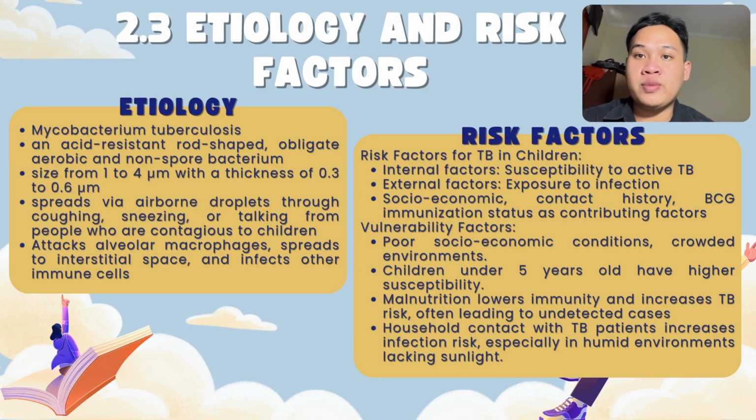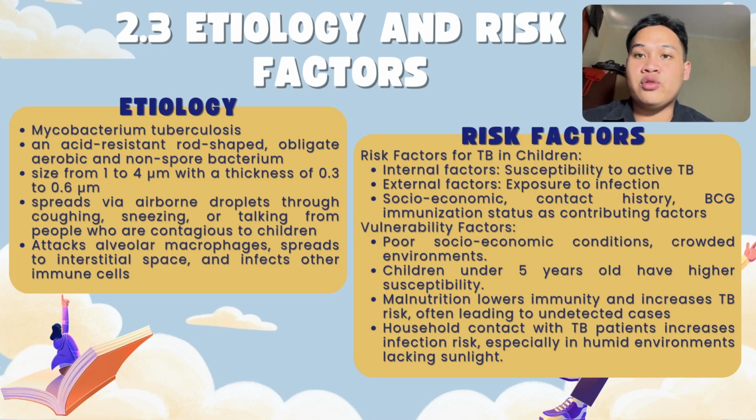TB in children is caused by Mycobacterium tuberculosis, the same bacterium responsible for adult TB. It's rod-shaped, aerobic, and acid-resistant due to its lipid-rich cell wall, making it tough against the immune system and drugs. The bacteria spread via airborne droplets from coughing, sneezing, or talking, particularly affecting children. It attacks alveolar macrophages and then spreads to other immune cells.